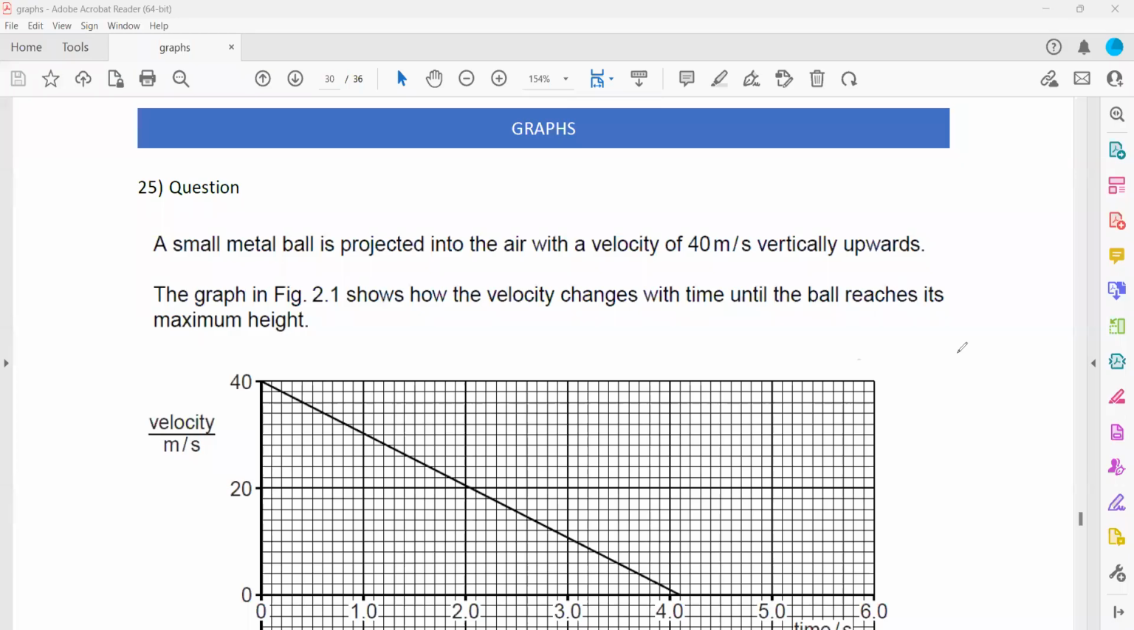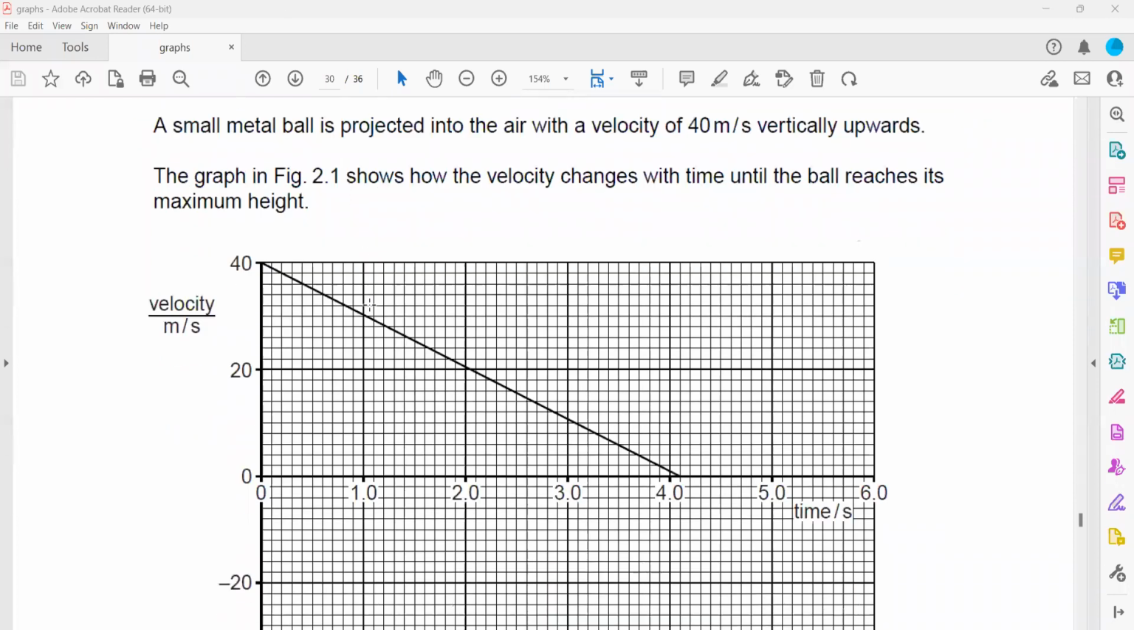So this is the same exercise which is related to distance, time, and speed time graphs. Continuation of questions. Question 25 from page 30. A small metal ball is projected into air.